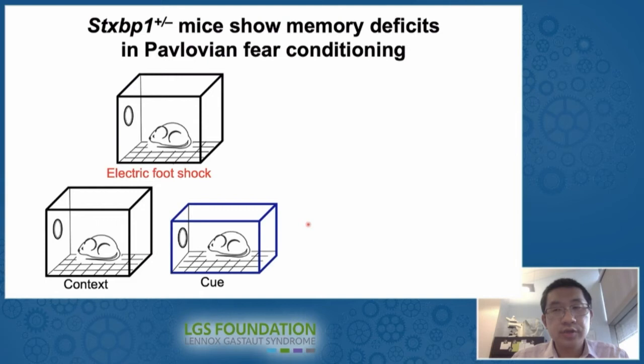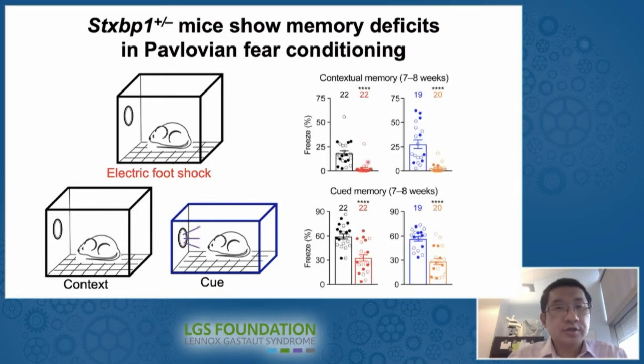You can also put the animal into a different box, a different environment from where it received the shock yesterday, but you play the song. And again, if the animal can associate the song with the foot shock as a memory, then it will freeze. Again, we use this freezing behavior to quantify their memories. As you can see here, both the contextual and the cue memory are drastically impaired in the mutant animals, as their freezing behavior is reduced very significantly.